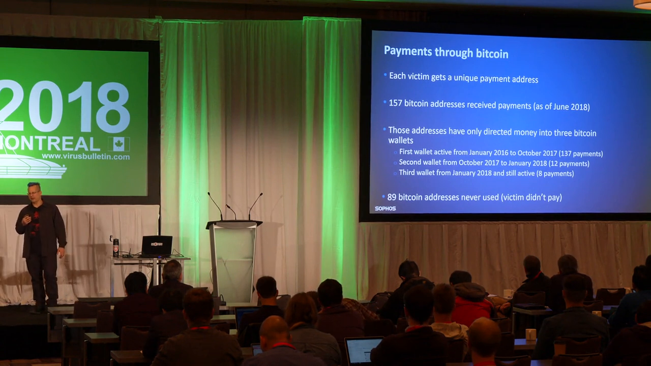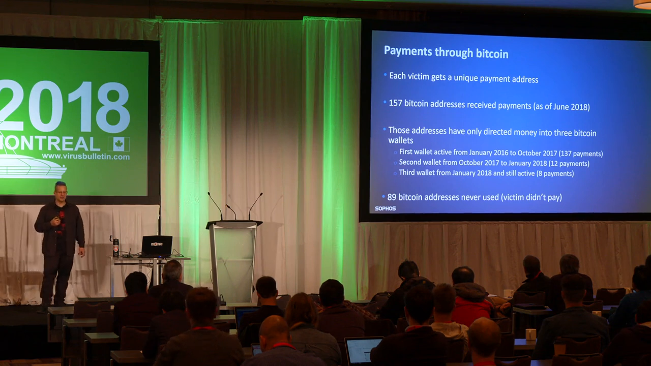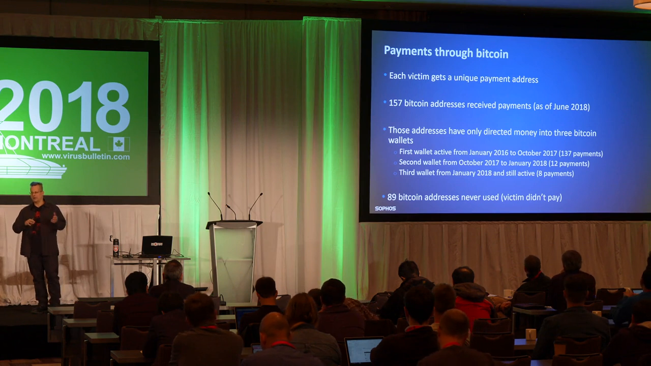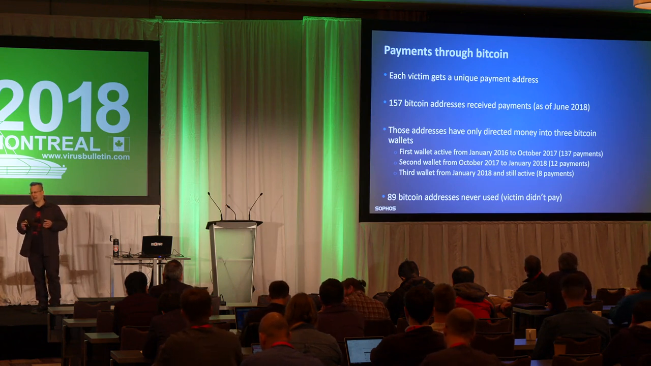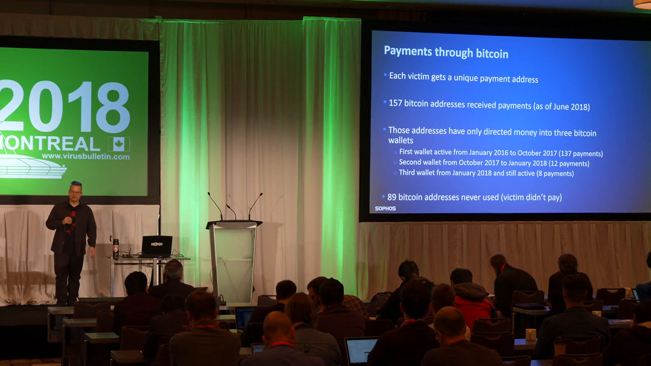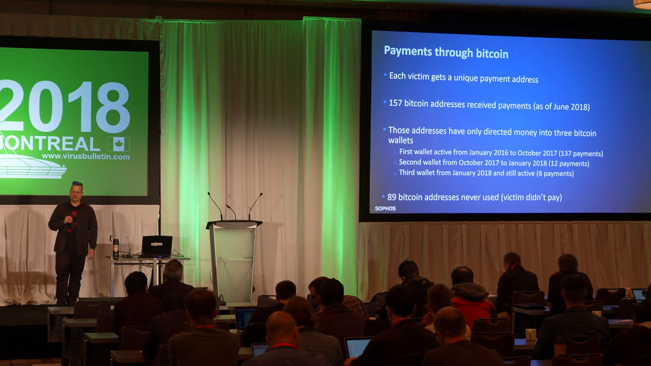157 of those addresses had been used as of the time that the report came out. There may be a few additional ones that didn't make it into this presentation that have happened subsequently. All of those payments essentially went into one of 3 wallets. They didn't exactly parallel the 3 versions of the ransomware in timing, but it's an interesting connection that there were 3 of them that received all these payments.